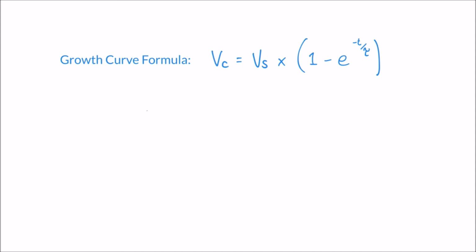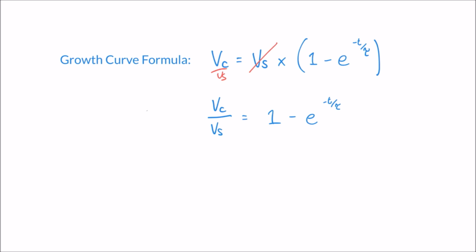The first thing we need to do is divide both sides by Vs, because if we do that, then we can say that VC divided by Vs is 1 minus e to the power of minus t over tau. We've actually divided Vs from both sides, so we lose Vs off that side and we divide it on this side.